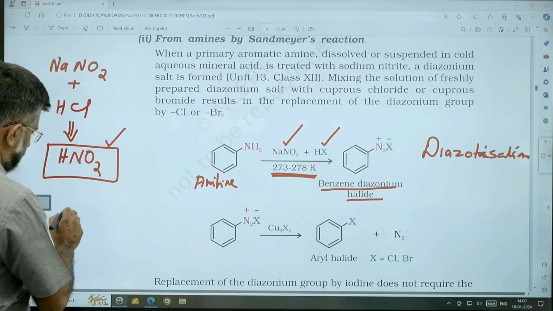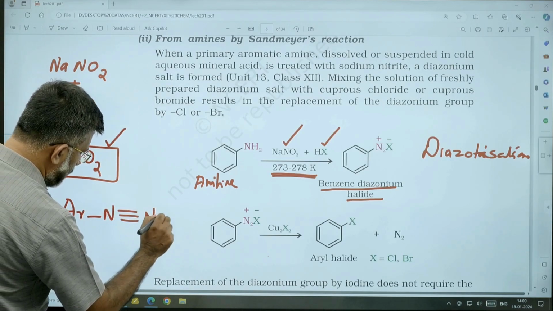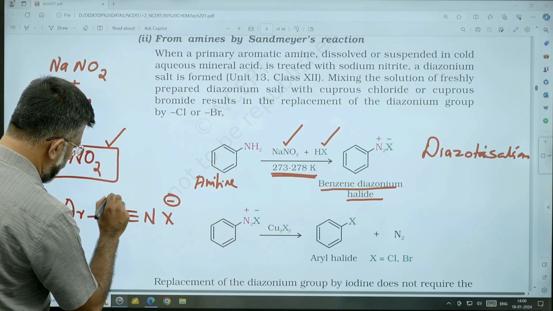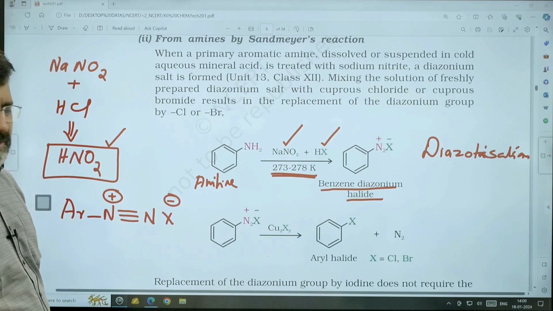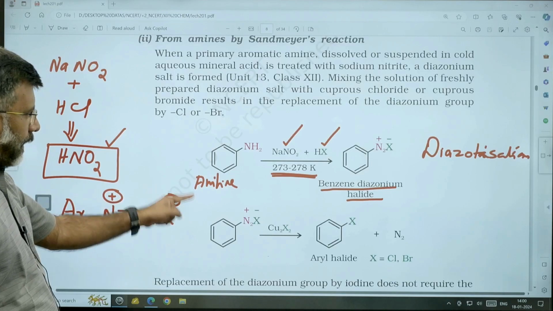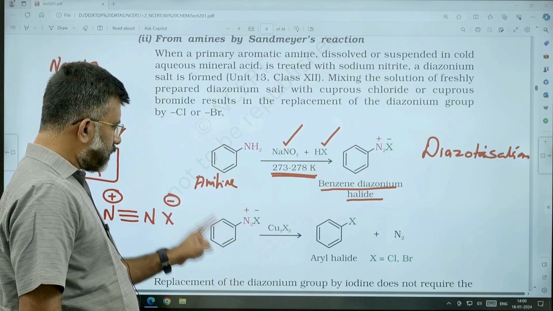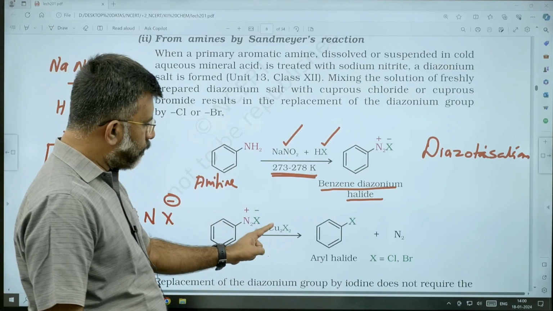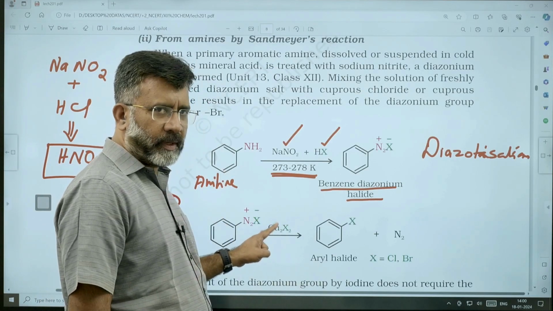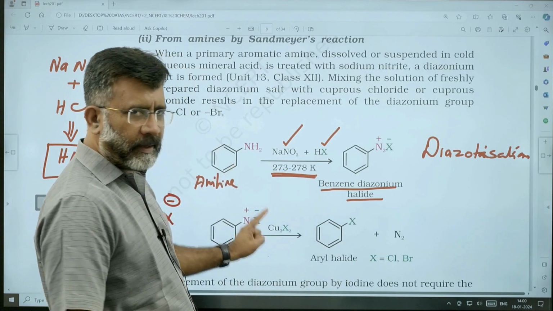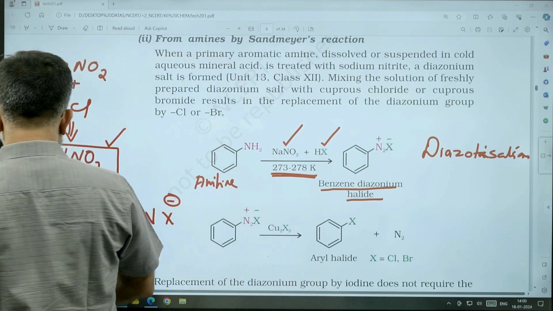The structure of benzene diazonium halide: Ar for benzene, N2 plus X minus. This is the structural entity of benzene diazonium salt. Now the reaction proceeds. Benzene diazonium chloride treated with cuprous chloride and HCl gives chlorobenzene. Cuprous bromide and HBr gives bromobenzene. Cuprous cyanide and KCN gives cyanobenzene, and that reaction is called Sandmeyer's reaction.